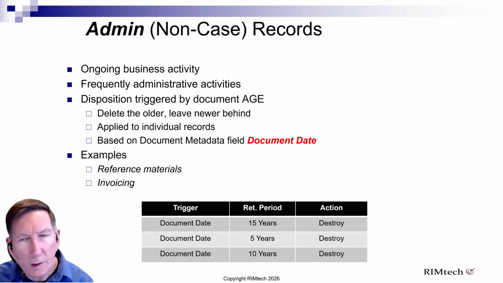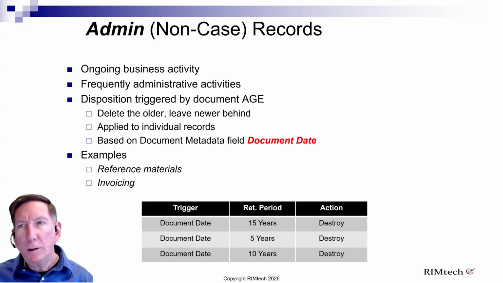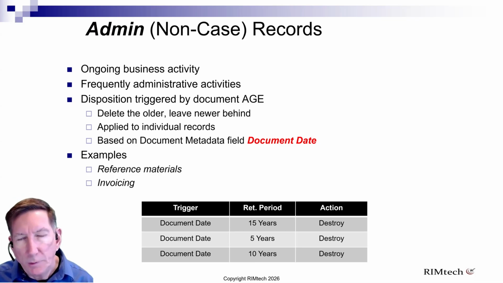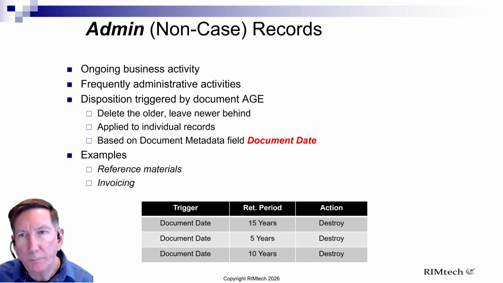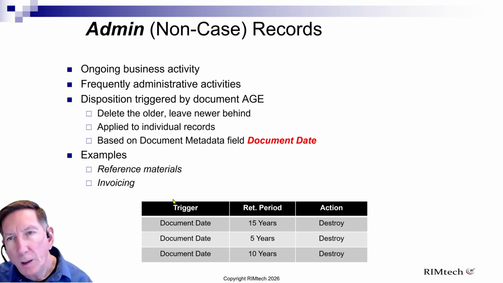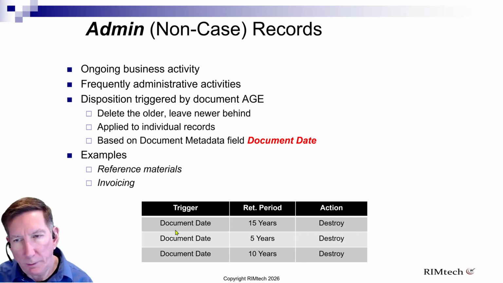So how does the software calculate disposition? Well, it's triggered by the age. So the software says, take today's date, subtract the document's date from it. That gives the age. Then it compares the age to the retention period. And then if it's younger, it keeps it. If it's older, then it's eligible for disposition. Okay? So the trigger for the retention period is the document's date.